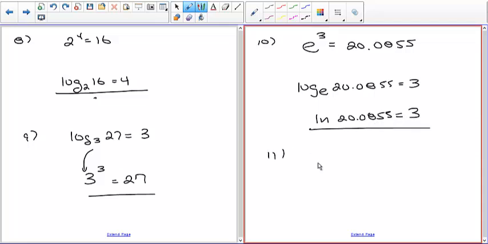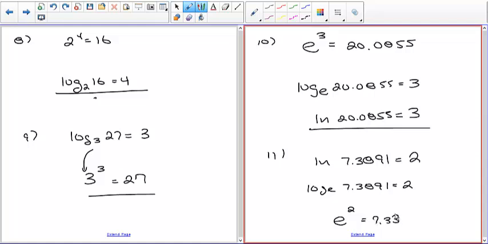Okay, that's number 10. Number 11, going the other way: natural log of 7.3891 is equal to 2. So this is the same as log base e. And the reason I'm rewriting it as log base e is because then you can use the same logic as we did over here. So the base is e. The right-hand side becomes the exponent. The argument becomes the right-hand side. So e squared, that's e times e, is 7.3891. Okay.